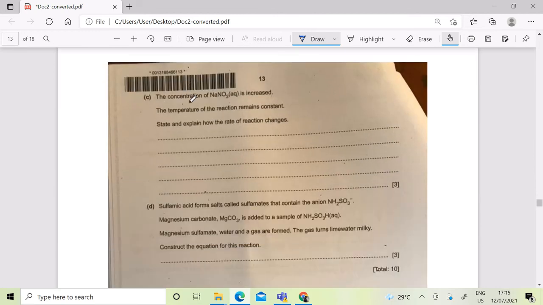The concentration of sodium nitrite is increased, and the temperature remained constant. Then how does the rate of the reaction change? Actually, this is the second part, asking about the factors affecting the rate in this paper. When you increase the concentration, you get 3 marks again. So you need to explain what will happen when you increase the concentration.